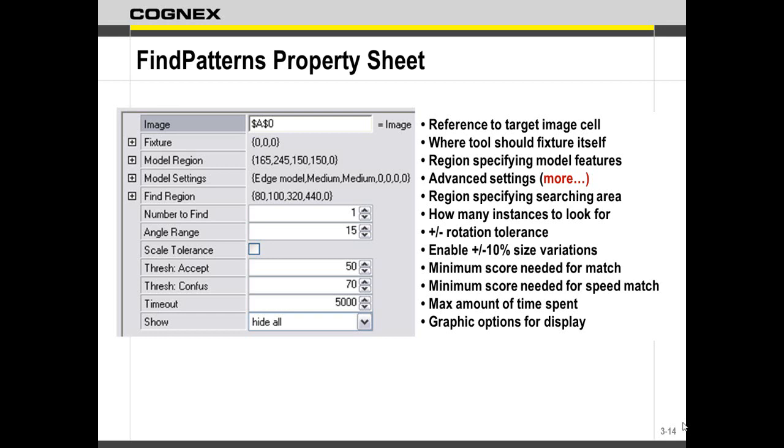Then how many do I look for? My angle range. So remember when we trained it, that's 0. So we're saying plus or minus how much angle range can that part move within my field of view. Scale tolerance, do I want to use it? Remember I can do plus or minus 10%. So if I check it, it's plus or minus 10%. If not, it means it's expecting it to be 100%. Now if it comes in at 101%, it'll probably still find it.